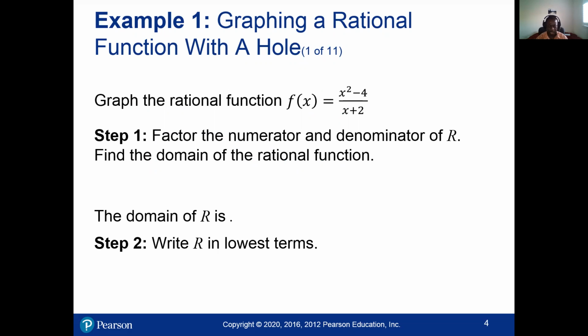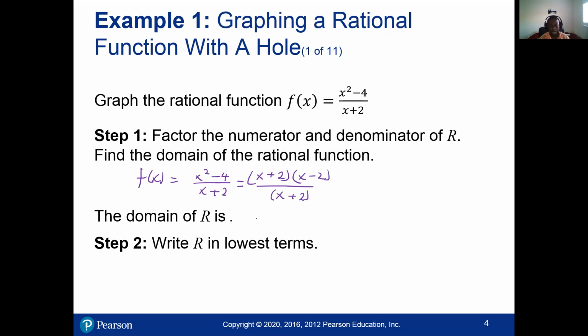Okay, so first thing is that there are 7 steps that we go through. Step 1, we have to factor this expression. So we have to factor f of x, which is x squared minus 4 over x plus 2. The numerator is a difference of squares, so that's x plus 2 times x minus 2, divided by x plus 2.